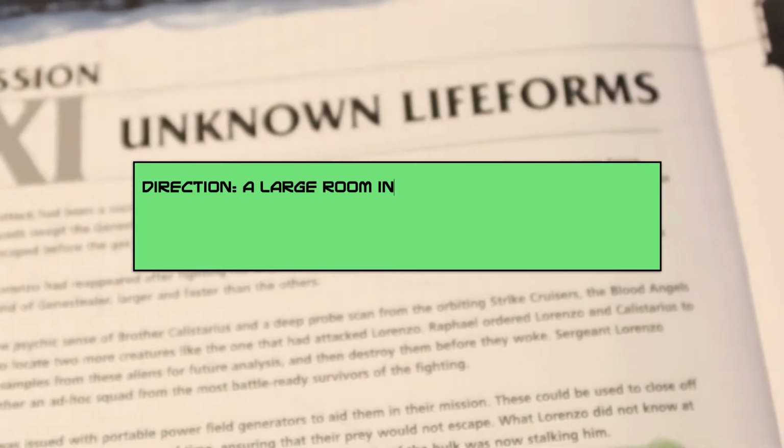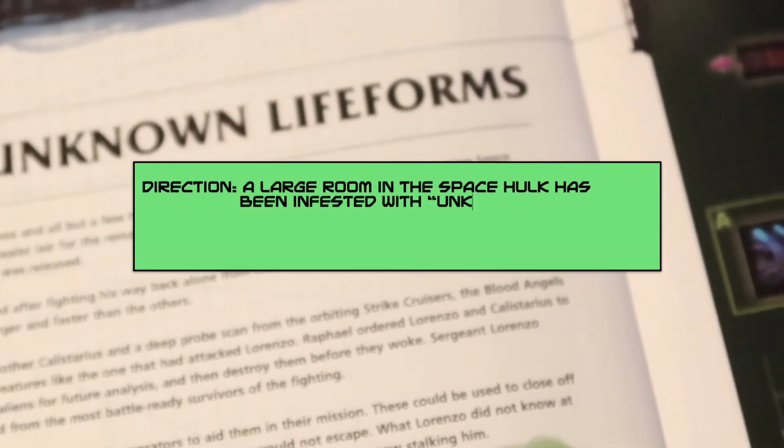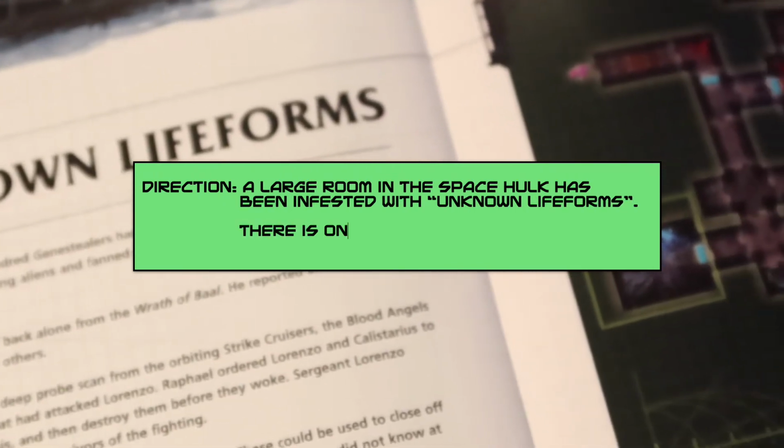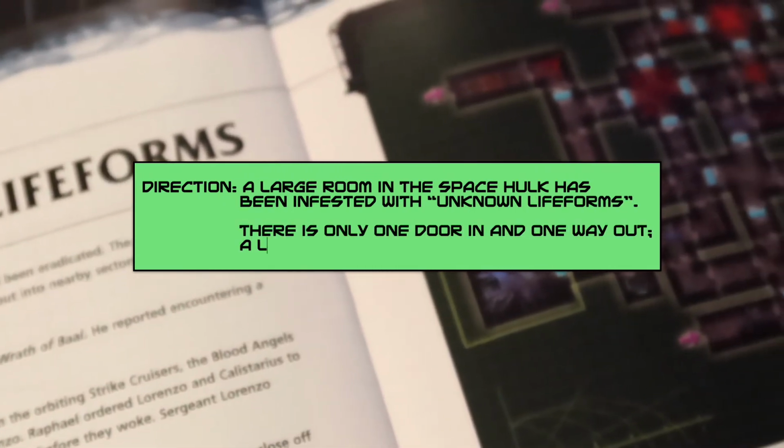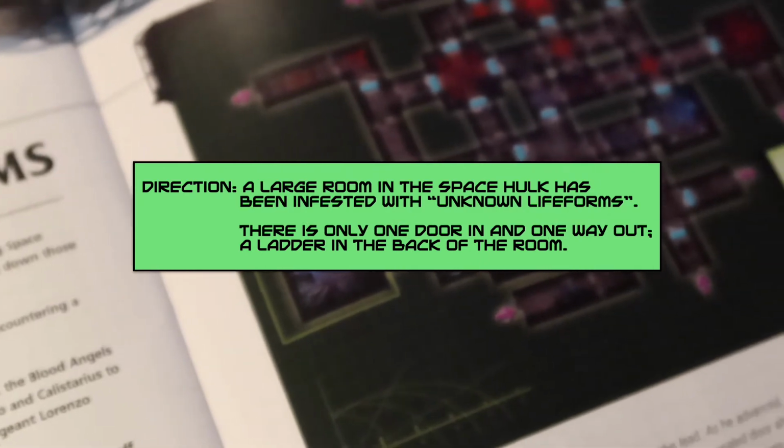Direction. A large room in the Space Hulk has been infested with unknown life forms. There is only one door in and one way out, a ladder in the back of the room.